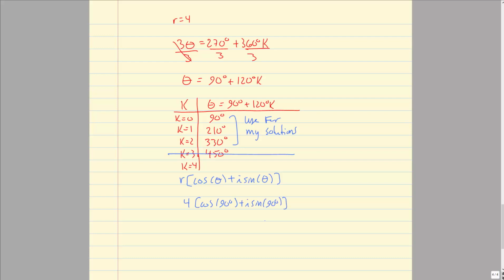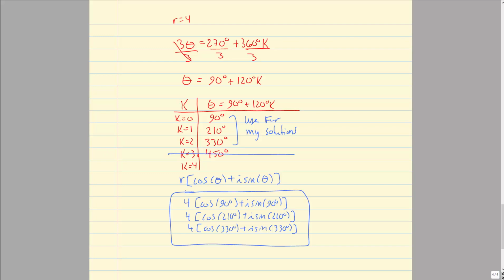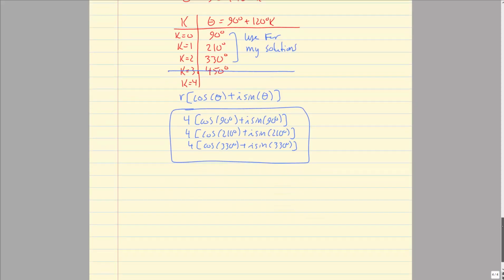You could convert these to rectangular by finding the sine and cosine of 90 degrees and then distributing the 4. This would be 4 cosine of 210 degrees plus i sine of 210 degrees, and 4 cosine of 330 degrees plus i sine of 330 degrees. So these are my roots, or my solutions, and these are in polar form. I could convert them to rectangular form as well. Now from here, if I ask for finding cube roots, I should be able to see that I have 3 of these, so these are my 3 cube roots.